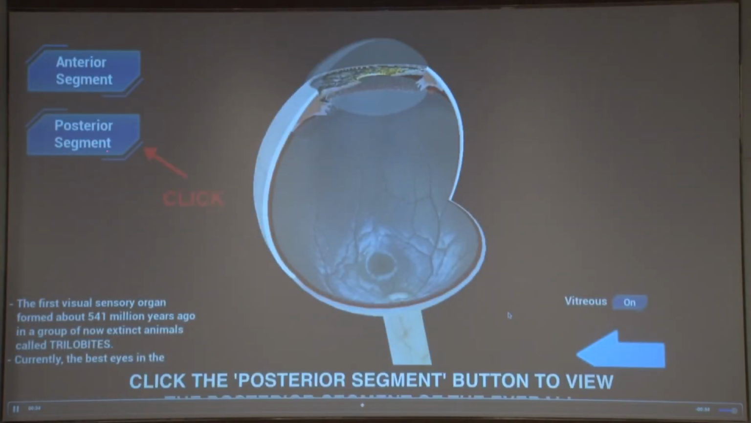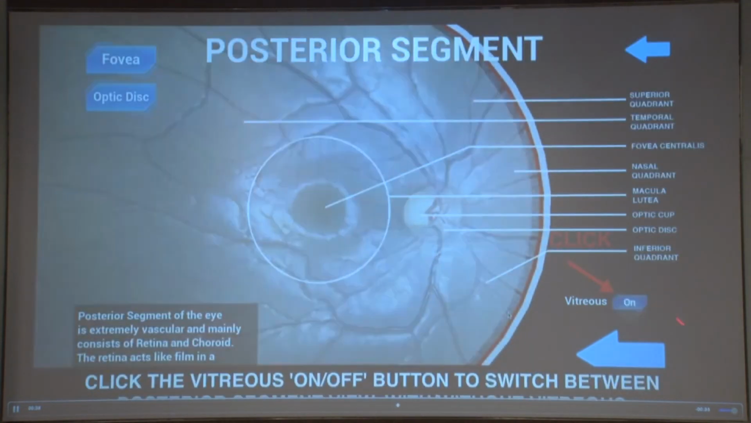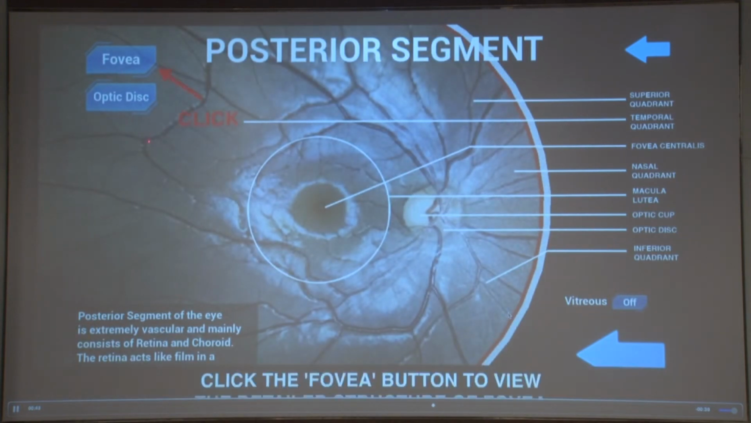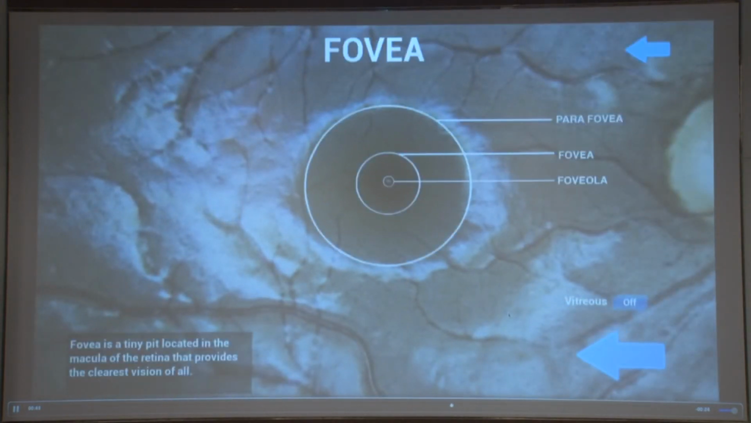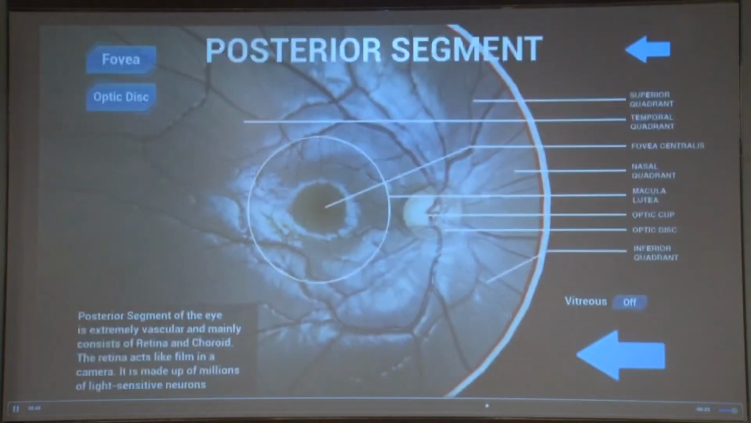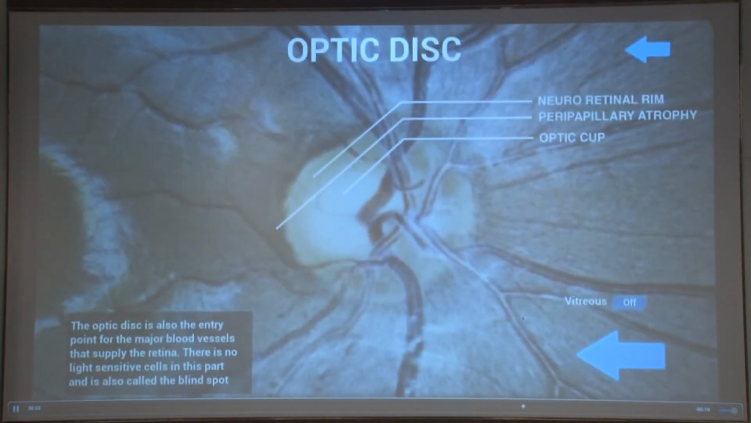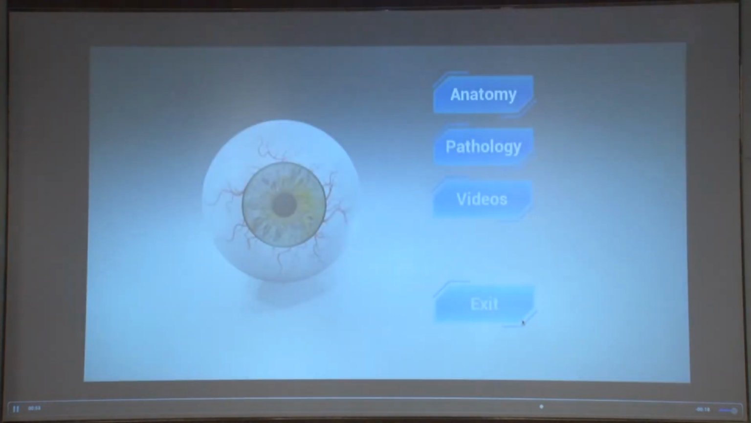And now you go to the posterior segment, and these are all real images, my dear friends, which we have taken from the patient. You can turn the vitreous on and off, you can choose fovea, you can choose optic disc. If you choose fovea, it goes into the fovea. So I'm just orienting you with the normal fundus here, and you can have the optic disc. Now, once the normal structures are shown, we started adding all the patients' pathology as well.